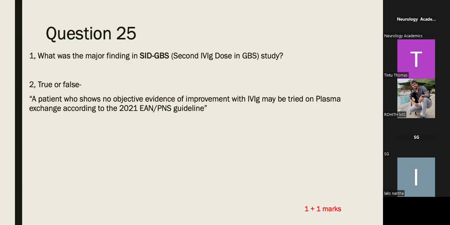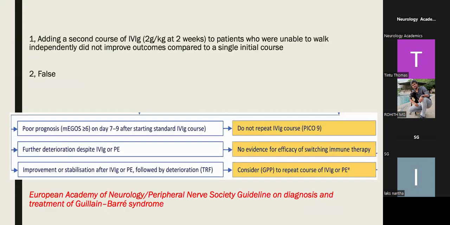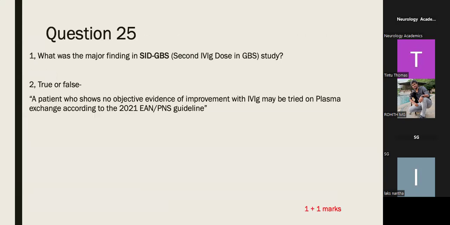Question number 25 is, which was the major finding in the CIDP-GBS study? In this study, they looked to see whether adding a second course of IVIG to patients who were unable to walk independently had any positive impact. The result was that it did not improve outcome compared to the single initial course of IVIG. In fact, it was a poorer outcome. It was not only that it did not improve, it increased the mortality. So the second course of IVIG is now regarded as a harmful agent.